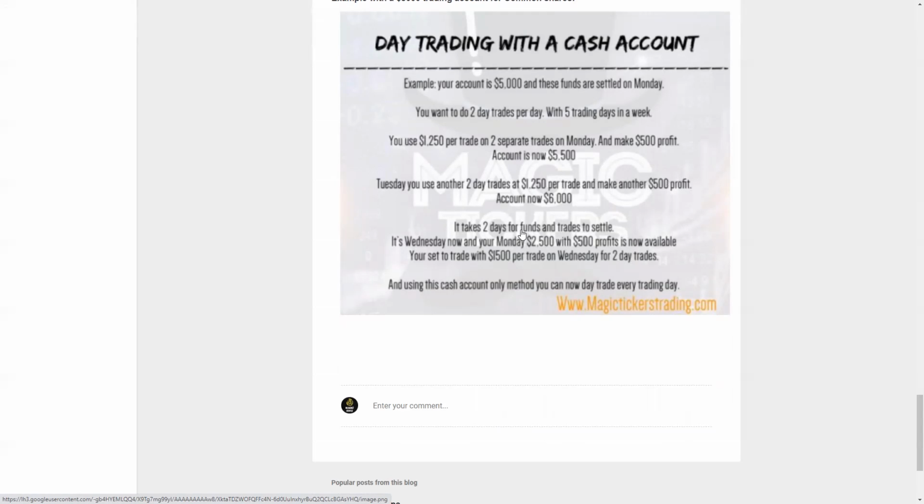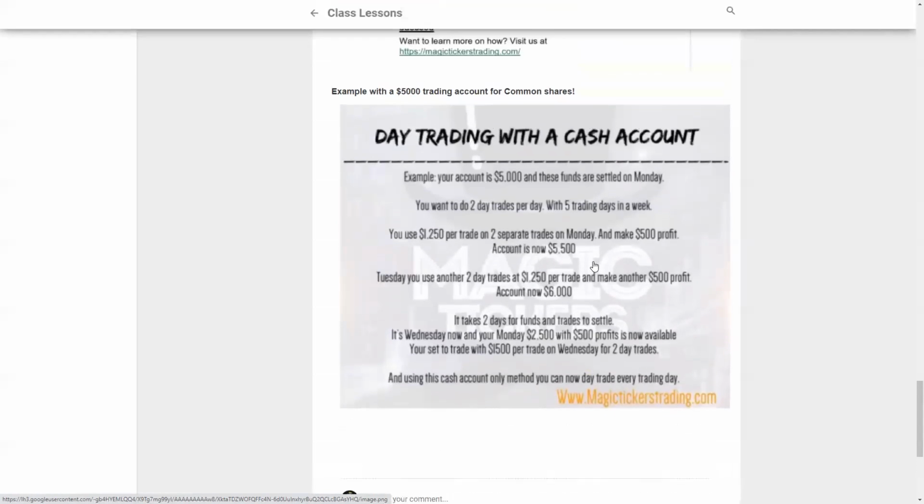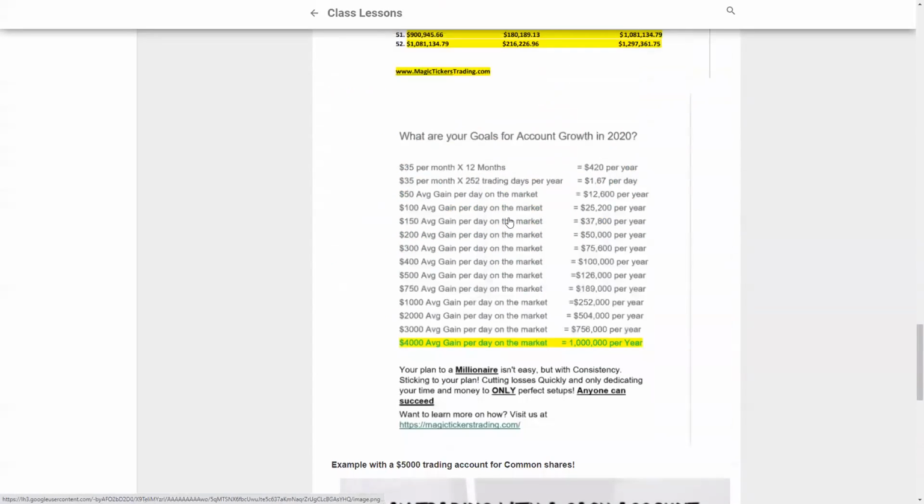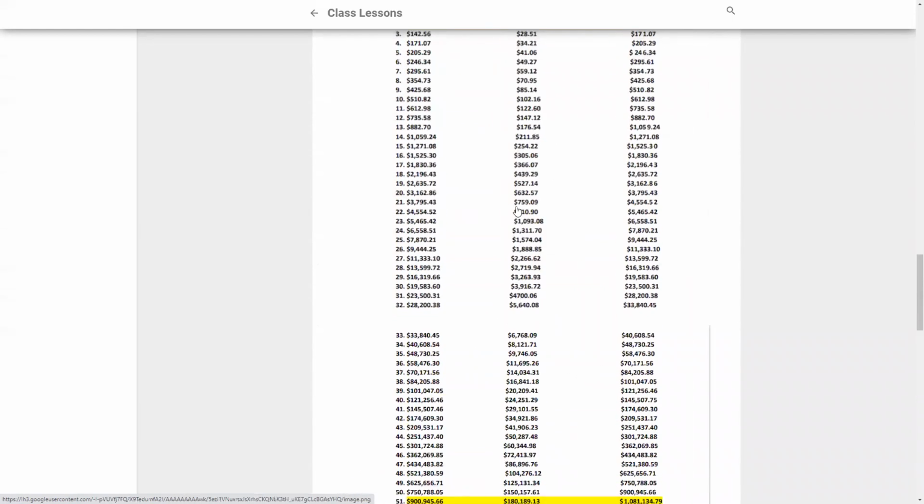Okay. It takes two days for funds to settle. So it's Wednesday now, and your Monday's $2,500 with the $500 profit is now available. Now you can set your goals to $1,500 per trade on Wednesday for 2 day trades. And using this cash account only method, you can day trade every single trading day, just by budgeting the account in such a manner with common shares. What's nice about options, I don't really have to budget it. It's just using my settled funds every single day, okay?